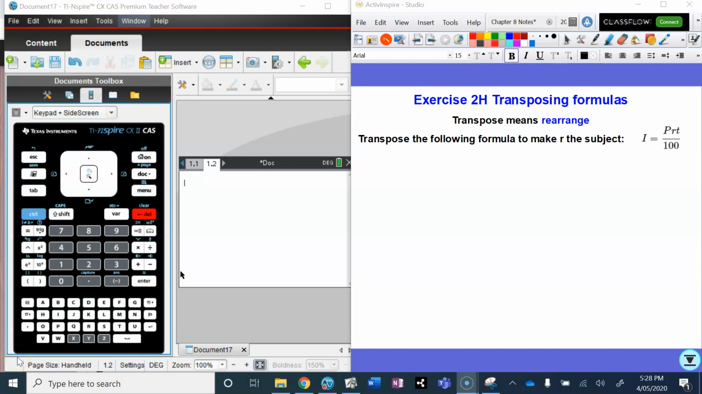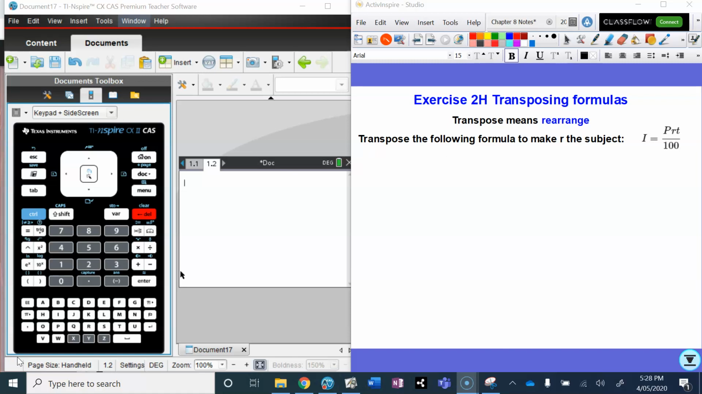Hi Yr9, this video contains another couple of skills to assist you to work your way through exercise 2H, and this video involves transposing formulas. So the word transpose means to rearrange.